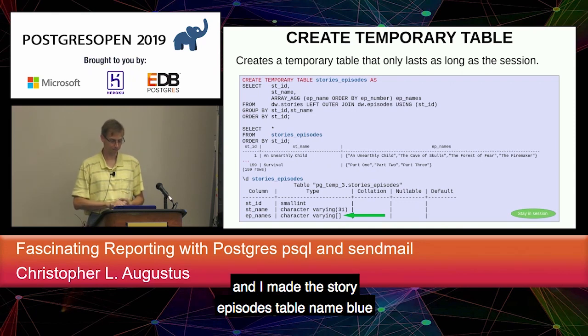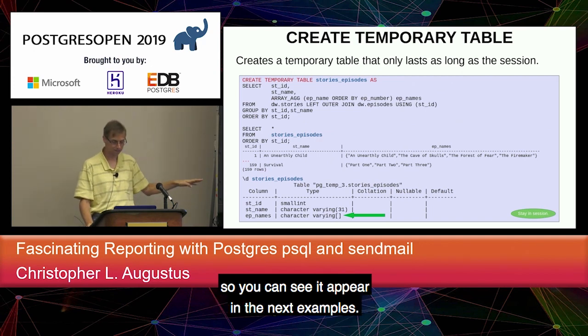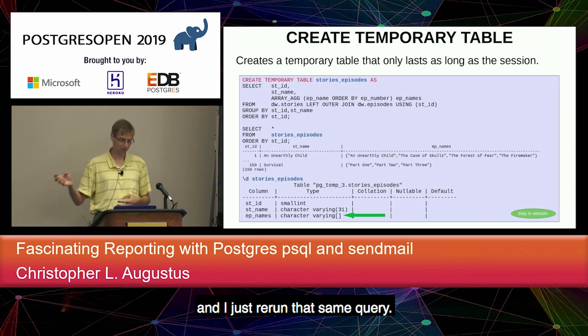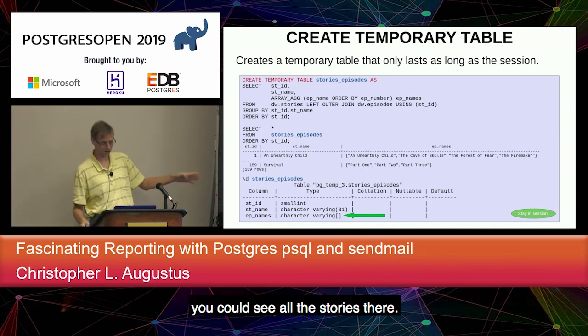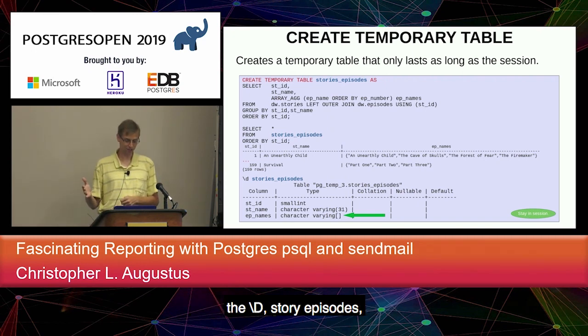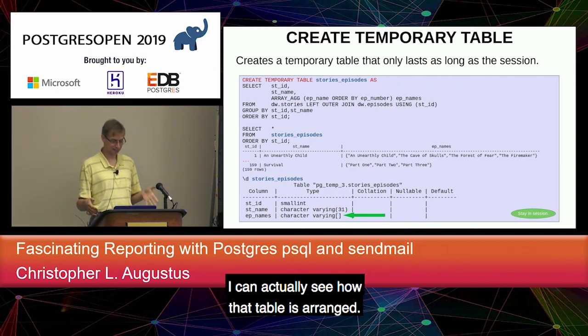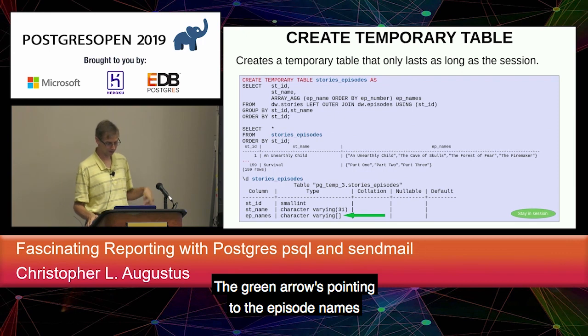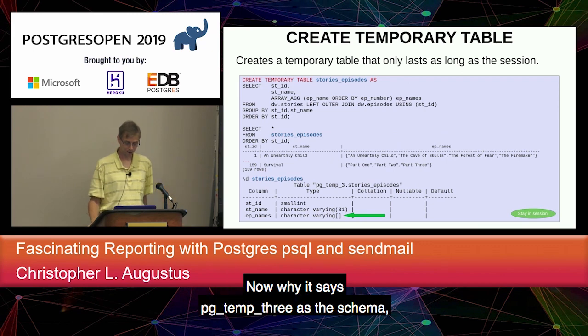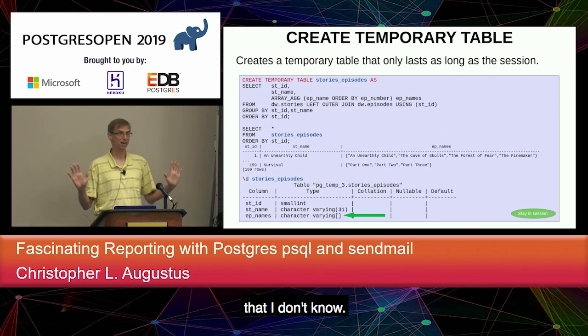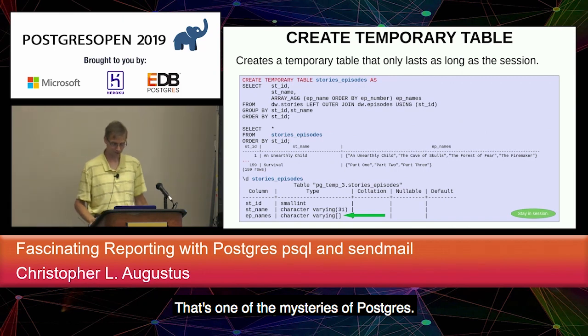Create temporary table, and I made the story episodes table name blue so you can see it appear in the next examples. I create that as, and I just rerun that same query. So now I can just do select star from stories episodes, and if I had a huge screen here, you could see all the stories there. Showing that meta command, backslash d, story episodes, I can actually see how that table is arranged, and the green arrow is pointing to the episode names is a character varying array at this point. Now why it says pg_temp_3 is a schema, that I don't know. That's one of the mysteries of Postgres.